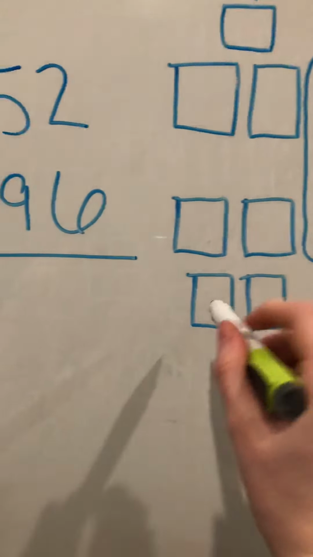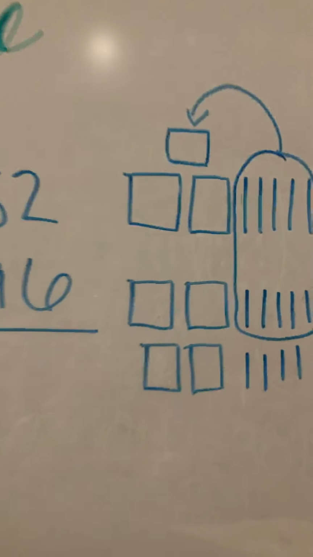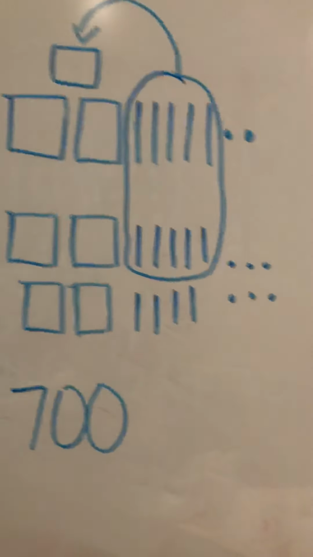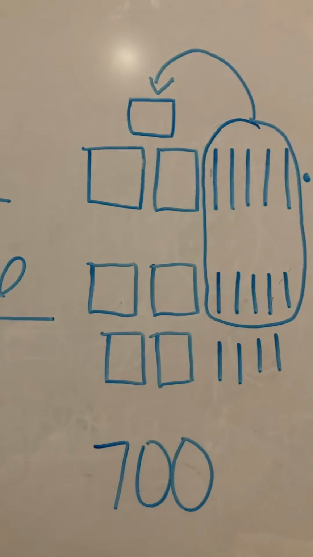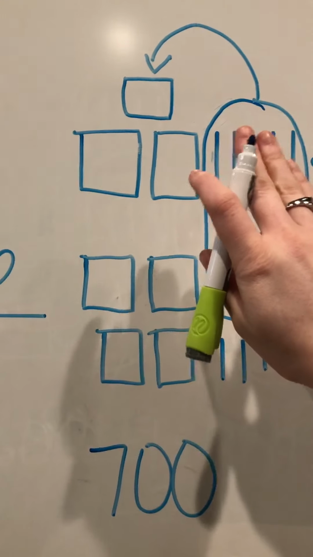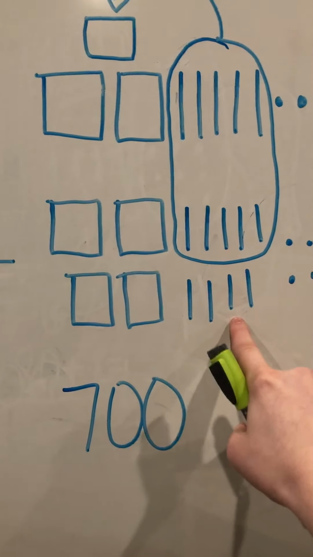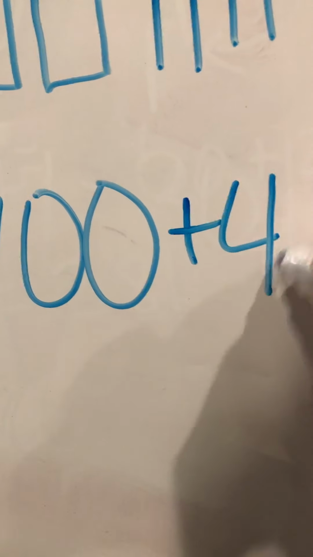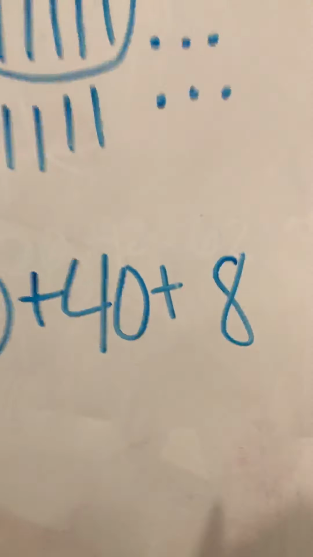And now we can count our 100s. We have 1, 2, 3, 4, 5, 6, 7 100s. So we can write 700. And then we're going to look at our tens. Remember, we grouped this, so we don't have to count these. This is grouped, we brought it over, so now we don't even have to count this in. So we have 1, 2, 3, 4. We have 4 tens, which means we have 40 plus we have our 8 ones.